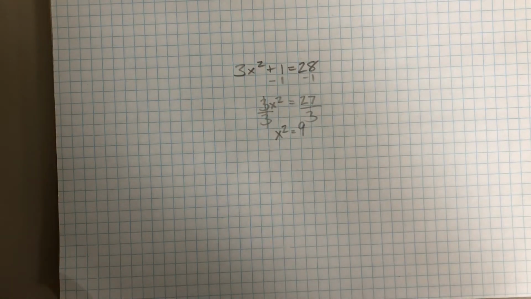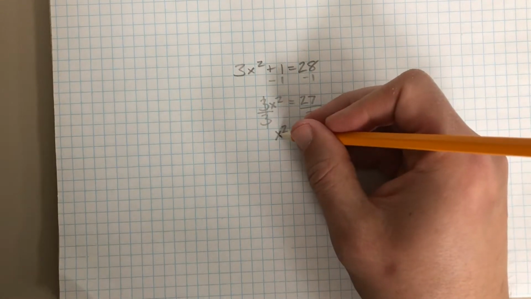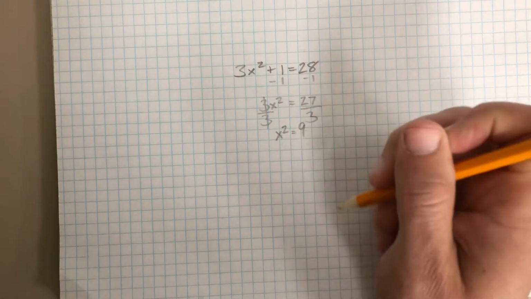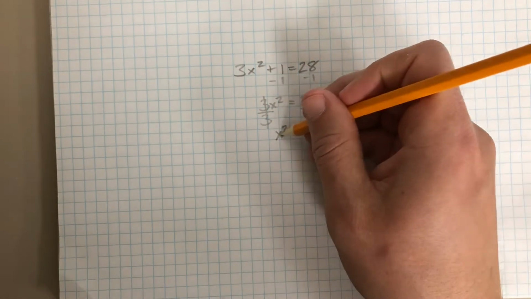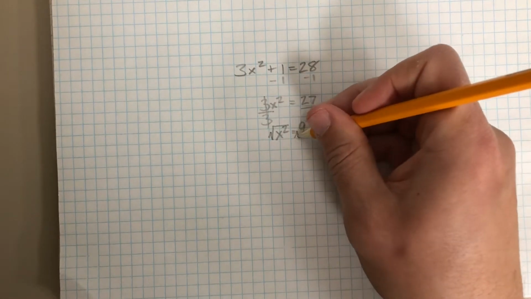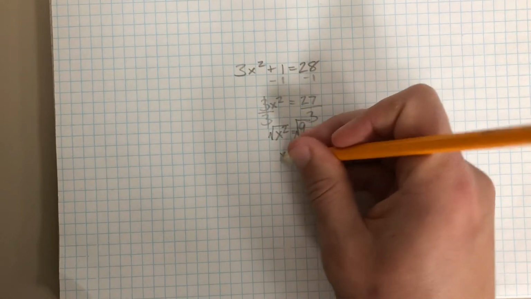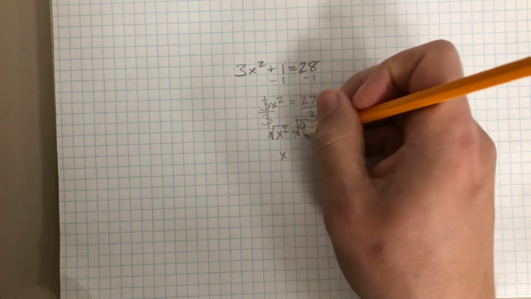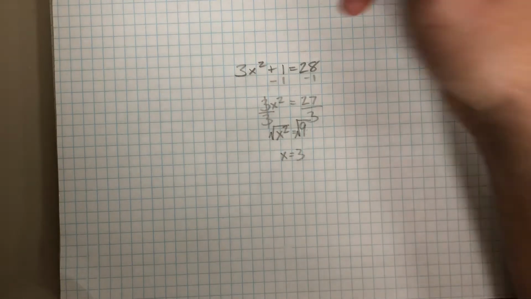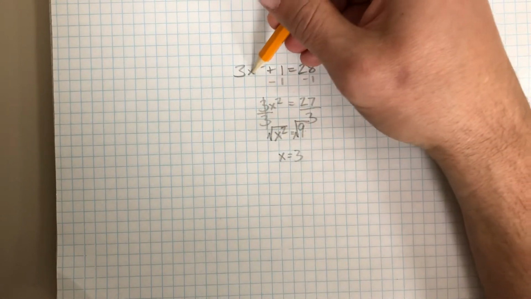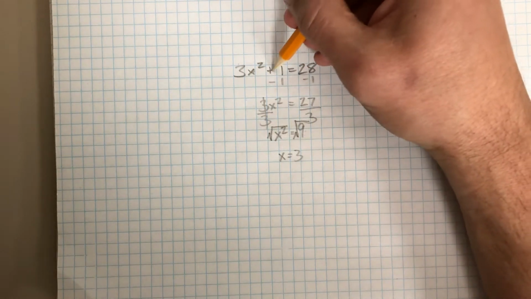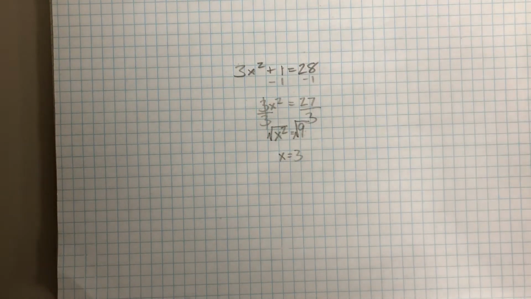So now this is where it's a little bit different. X squared is 9. So I'm asking myself, what number, if I square it, gives me 9? Okay, or the inverse operation of squaring a number is finding the square root. So the square root of x squared is x, and the square root of 9, because I got to do the same thing to both sides, is 3. And we can plug that in and see. If I have a 3 in here, 3 squared is 9. 3 times 9 is 27. 27 plus 1 equals 28.